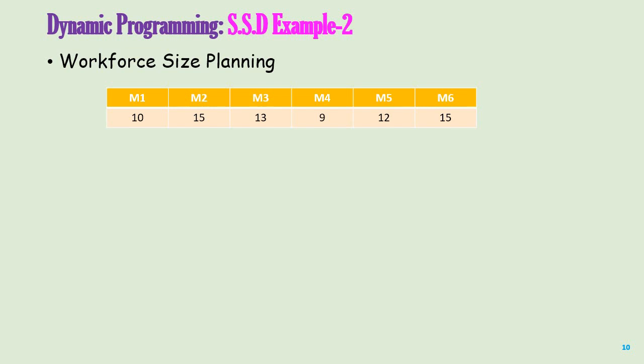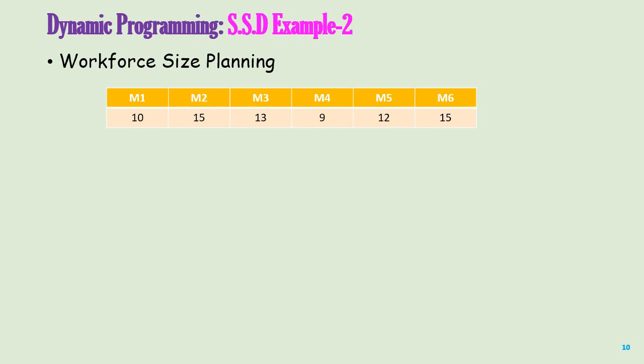For instance, in month 1, he cannot have less than 10. And in month number 2, he cannot have less than 15. On the other hand, he can have more than the minimum requirement. For example, in month 1, he can have 11 employees or 12 or beyond.